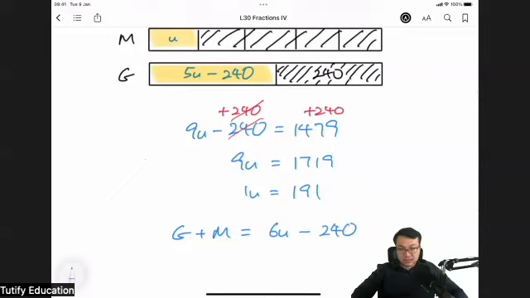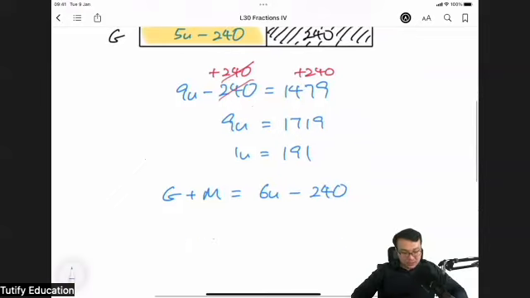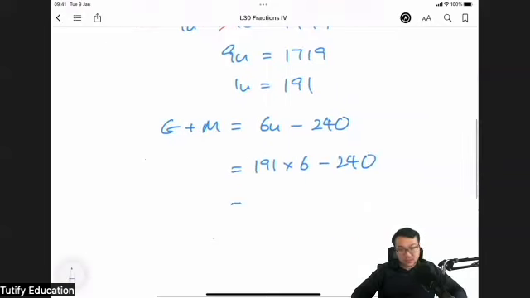240. Yes, 6 units minus 240. So if you want to find 6 units, you need to know what is 191 times 6. Then you need to minus 240. So after we do all that, we should be getting an answer of 926. I mean 926. 906 actually.